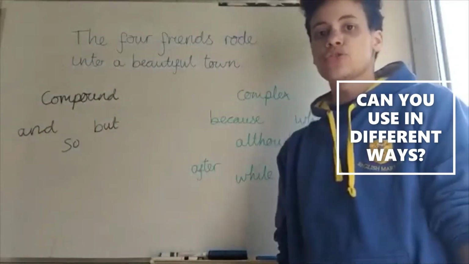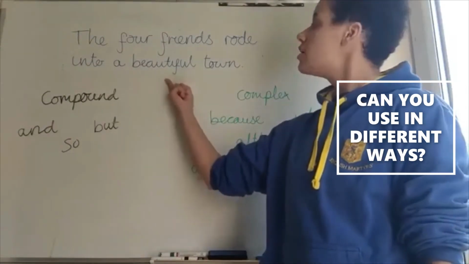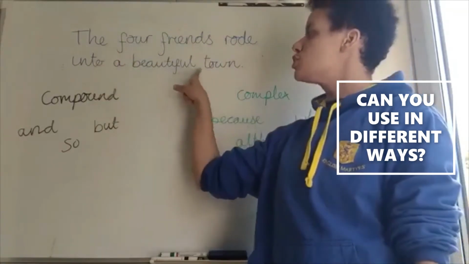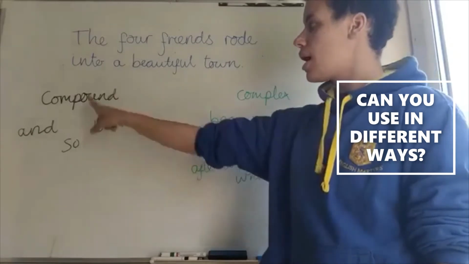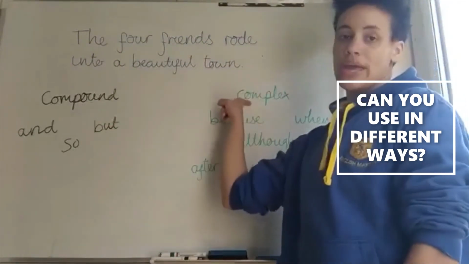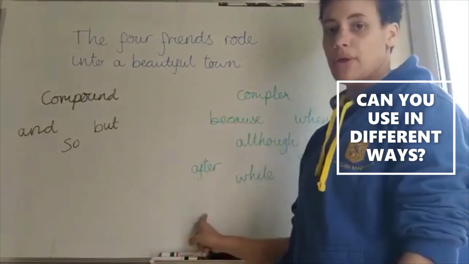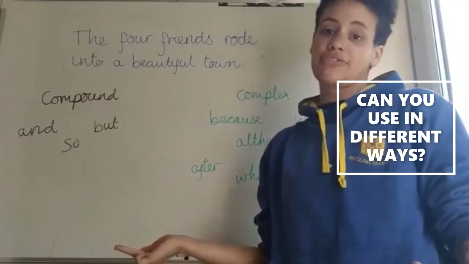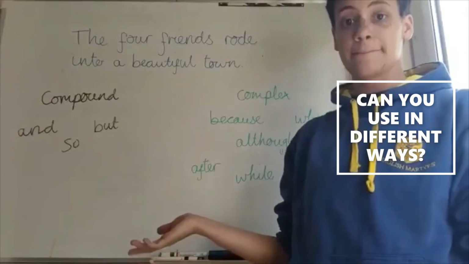So can you use them in your own sentence? I've changed my simple sentence here to the next part of the story. The four friends rode into a beautiful town. That's my simple sentence. I want you now to have a go at trying to make a compound sentence and trying to turn it into a complex sentence as well. We've got some conjunctions here that can help. Pause the video and have a go. Maybe you can think of 2 or 3 different types of sentences using different conjunctions, using it in different ways there.